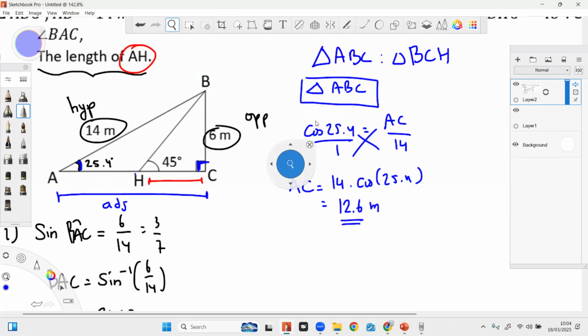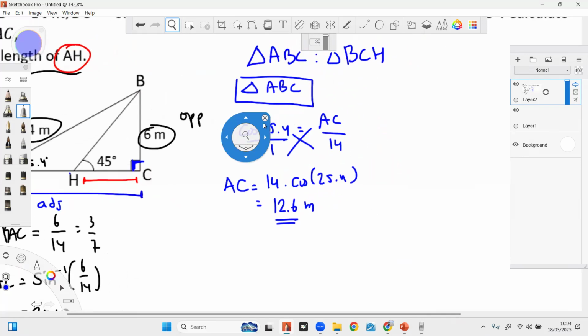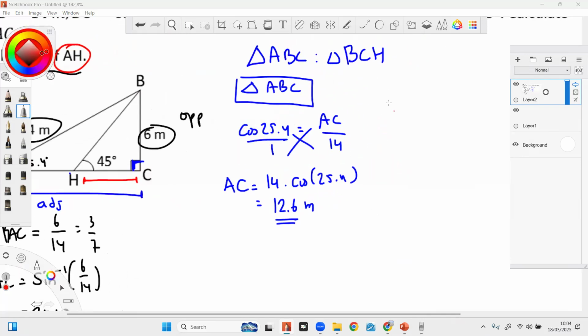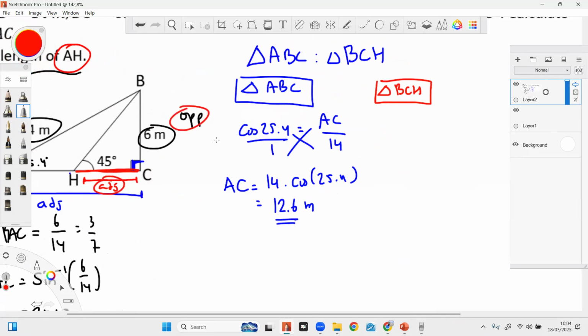Now we go for HC, which is on the smaller triangle, BCH, right? What is this? Adjacent on 45. And what is this? Opposite. So what do we use? Tan. After you get these two angles, try to find the ratio: SOH CAH TOA. We have TOA. Tan 45 equals opposite, which is 6, over adjacent, which is CH.